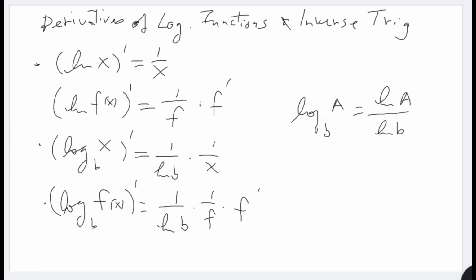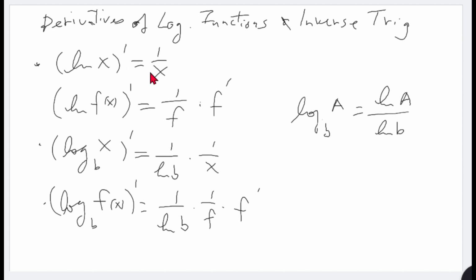We are discussing the derivative of logarithmic functions and derivatives of inverse trig functions. So let's first see log functions. We start with the natural log, ln. The derivative of a natural log function ln x is 1 over x. Very simple formula.